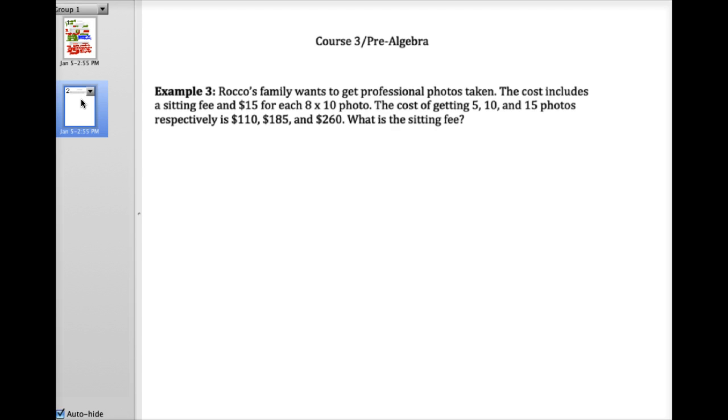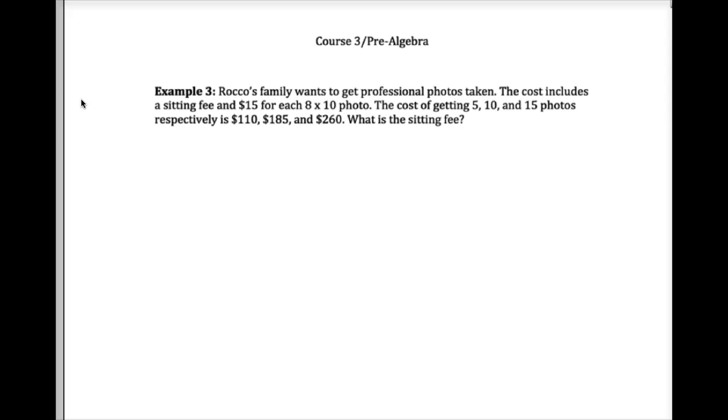Alright, we had a little discussion about some of the terminology in this problem. Rocco's family wants to get professional photos taken. So you guys ever go with your family and get a professional photo taken? Rocco. Years ago. Yes. Yeah, usually when you're a little kid, maybe. Not recently, but maybe recently.